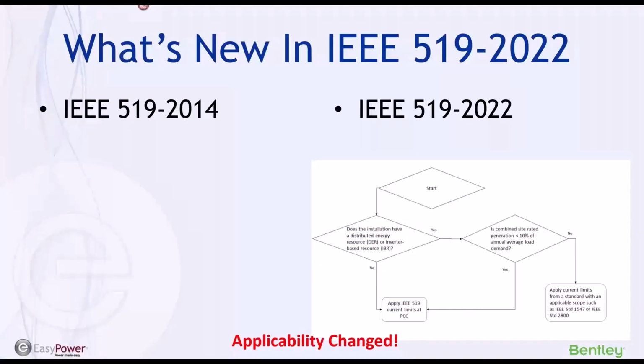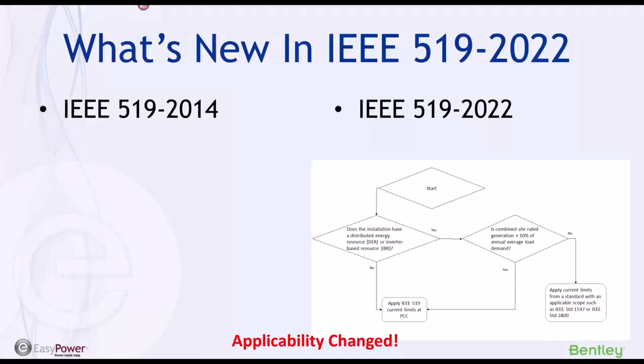So be careful whether the right standard is applied at the place where you take your harmonic measurements, or where you construct your power plant model, or your industrial plant model. How many DERs are there? How many inverter-based resources are there? Do you still consider that your rated generation is exceeding 10% of your annual average load demand? If yes, then it's still under the IEEE 519. If the answer is no, probably because of the significant generation you have on your site, you will have to find another standard to comply with instead of IEEE 519.